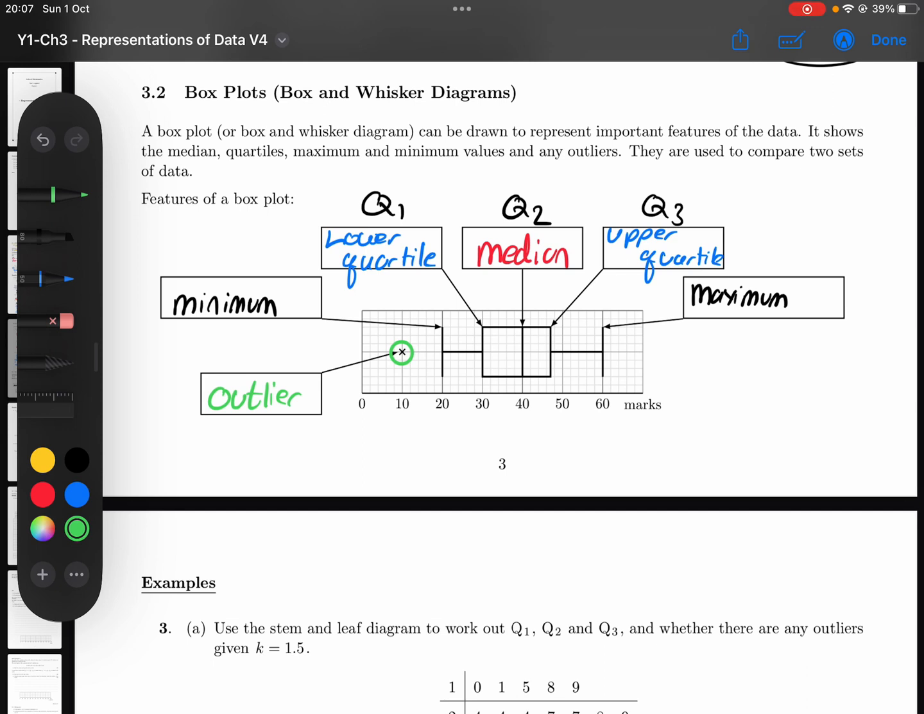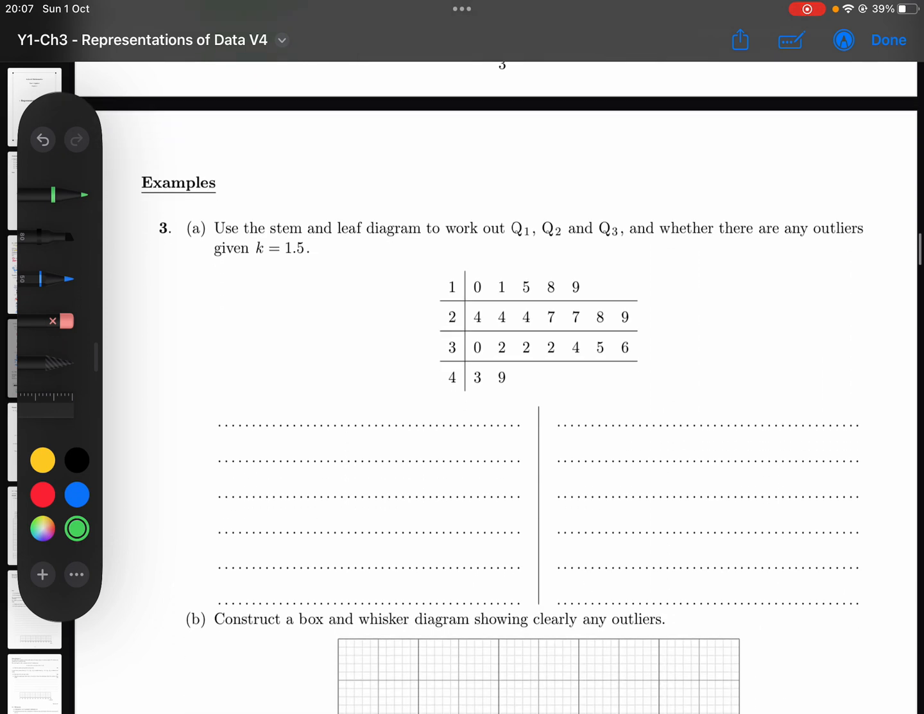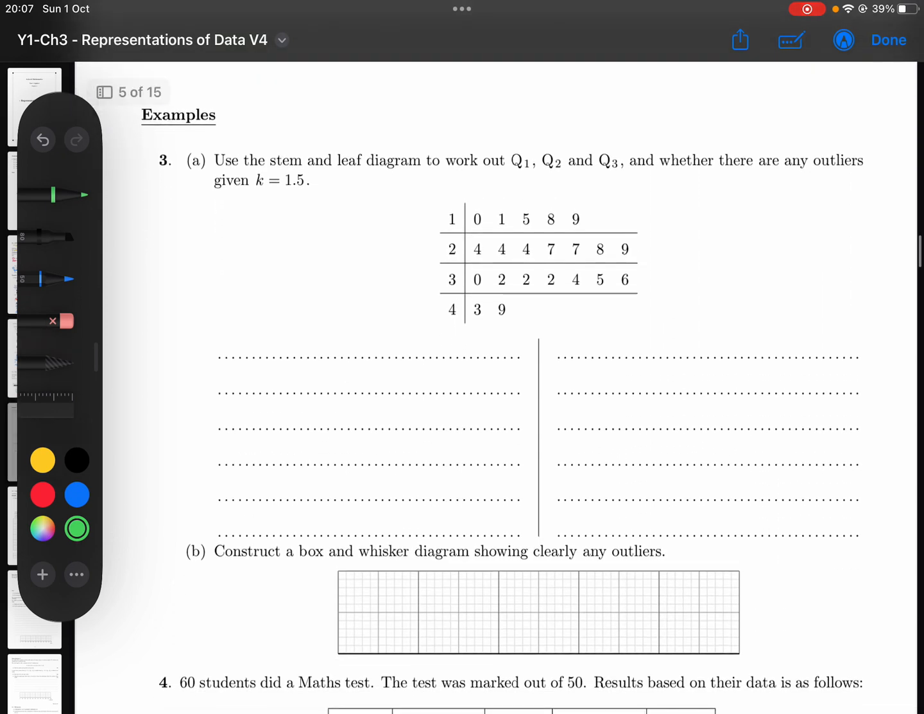Okay, let's have a look at an example to illustrate that. Use the stem and leaf diagram to work out Q1, Q2 and Q3 and whether there are any outliers, given that k equals 1.5. So I think I'll just remind myself of a formula that we talked about in the last video for outliers.